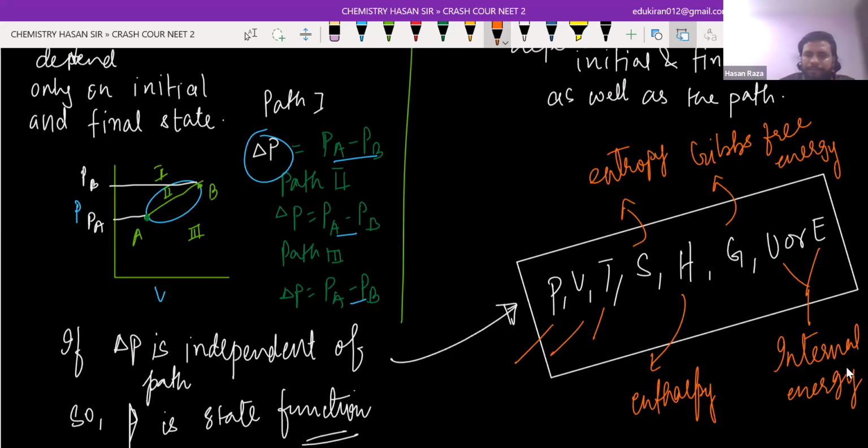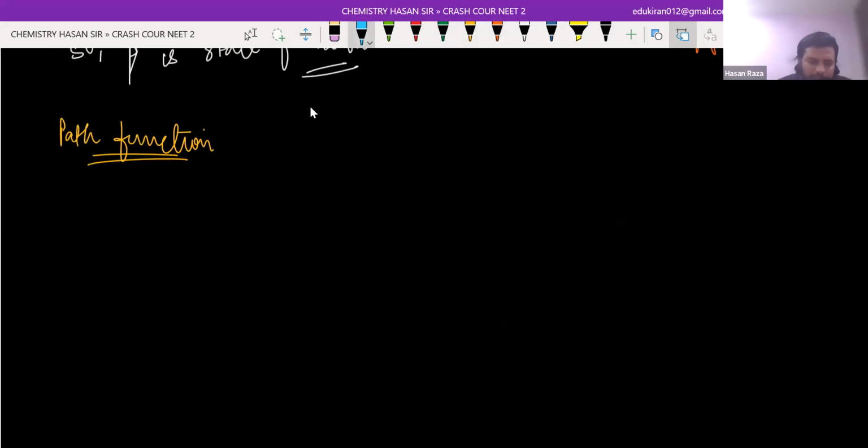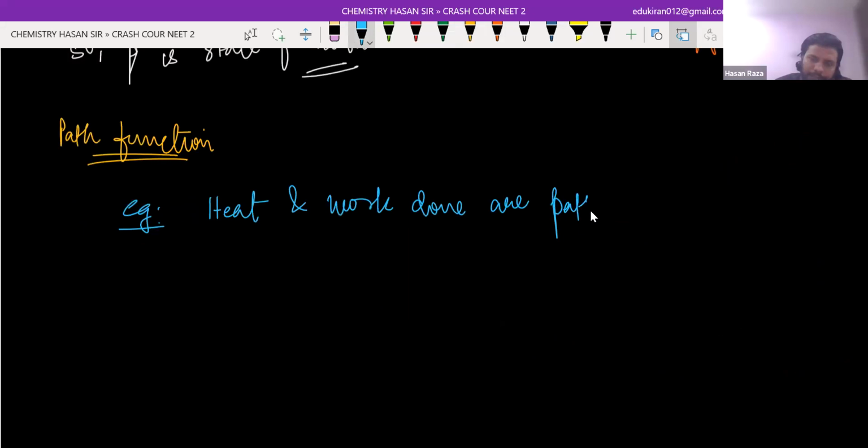Now see, if we go for path function, it's now very clear. Path function, as I already defined, depends upon the path as well as the initial and final state. Its examples are heat and work done, which are path functions. This is a very important example. Please do write it. Then we will go on to types of thermodynamic process.